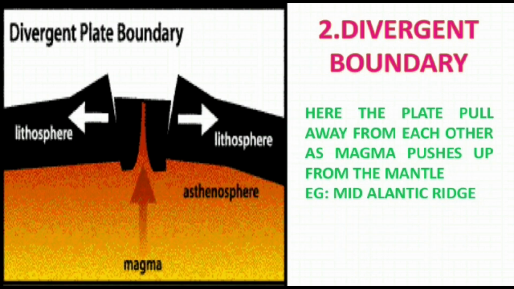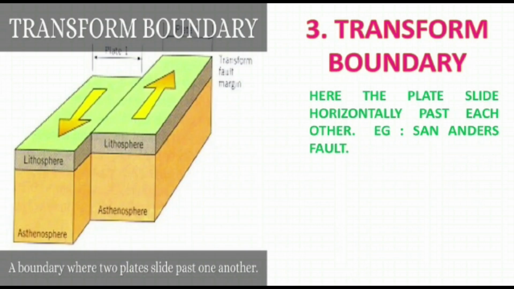Divergent boundary. Here the plates pull away from each other as magma pushes up from the mantle. Example, Mid-Atlantic Ridge. Conservative or transform boundary. Here, the plates slide horizontally past each other. Example, San Andreas Fault.